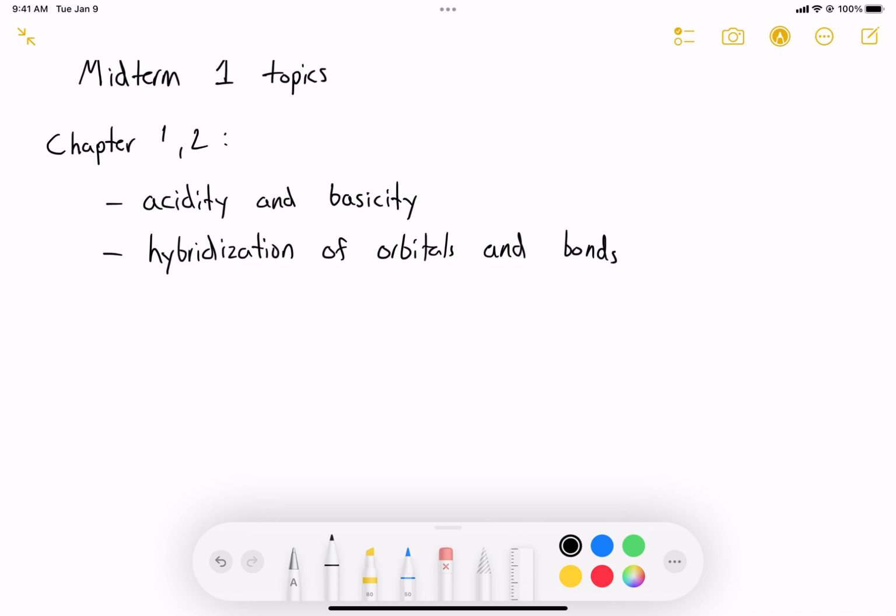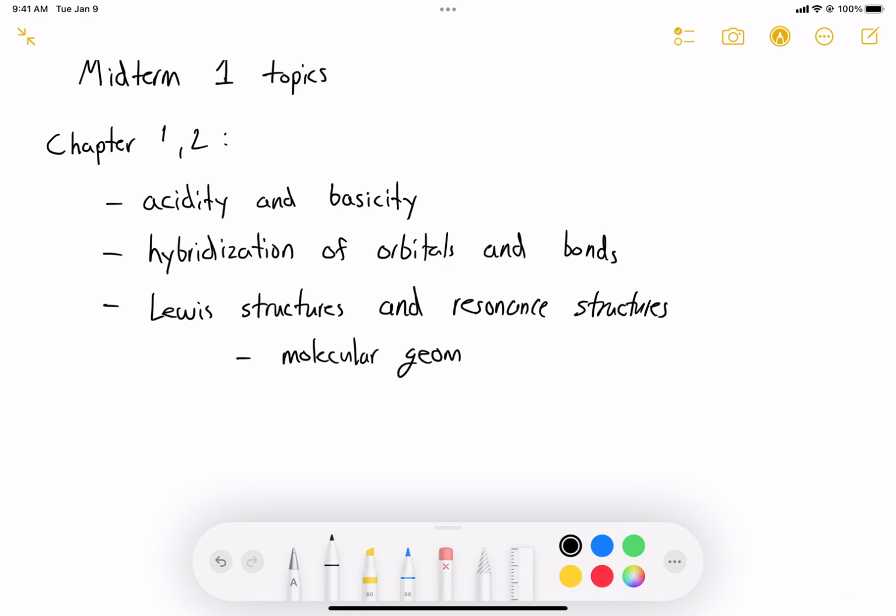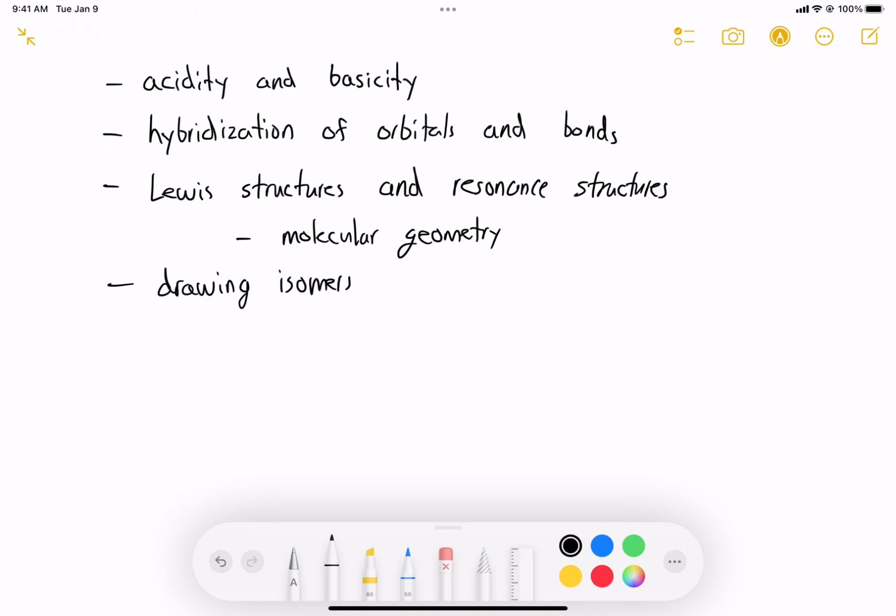Okay. You want to be able to draw Lewis structures and resonance structures. You also want to be aware of molecular geometry. Okay, and drawing isomers. So I think that's pretty much chapter 1 and 2.